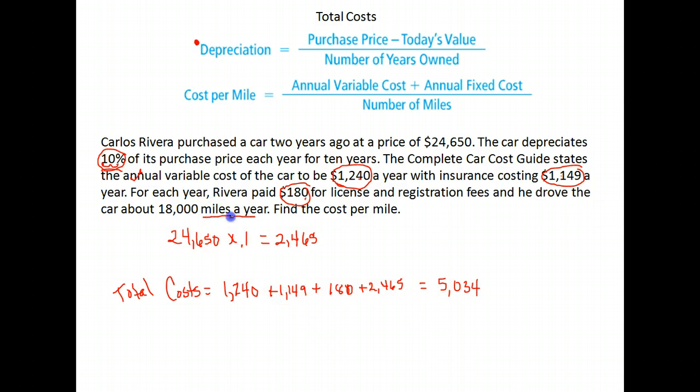Let's double check. It said yes, in 1 year, he drives 18,000 miles. So we take our total costs, divide it by the number of miles driven. And we get 0.2796666. We want the nearest cent, so we cut off here. That 9 would make us round up to 28. 28 cents per mile is going to be the cost to operate this vehicle.